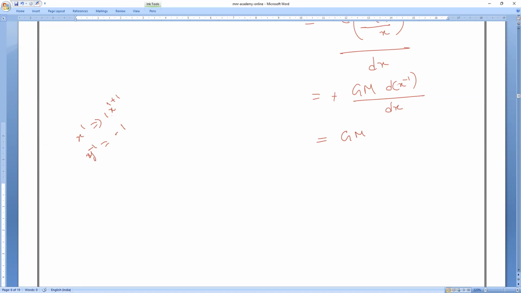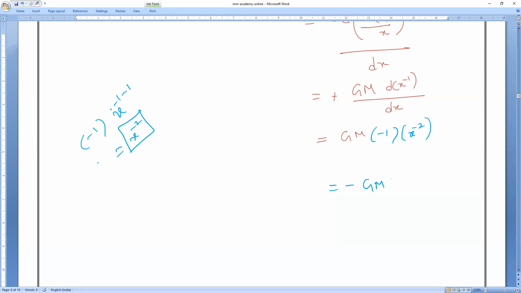Is it differentiation or integration? Differentiation. So what is the differentiation of x power minus 1? x power minus 1 or minus 2? Differentiation gives minus 1 into x power minus 2. Am I right? Yes, please. Now GM into the differentiation of x power minus 1 is minus 1 into x power minus 2. So minus into minus GM divided by x power minus 2, which is equal to E in x. So x power minus 2 means minus GM divided by x square, which is equal to E in x.